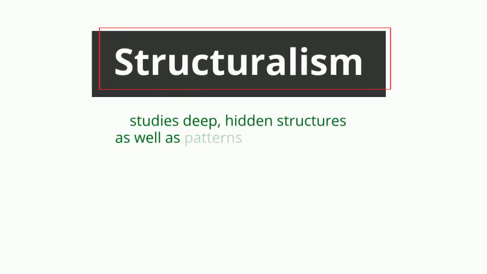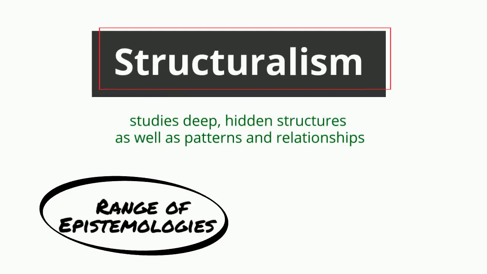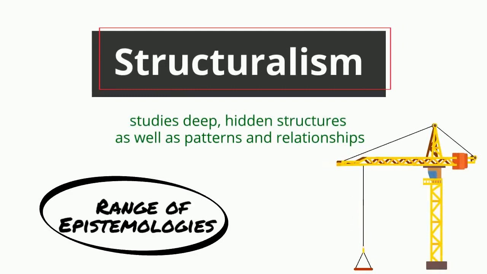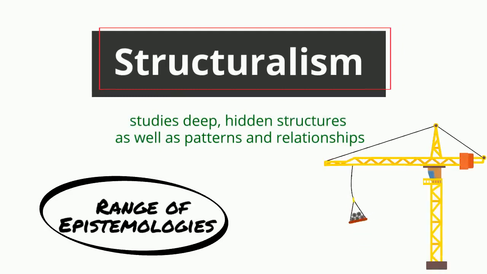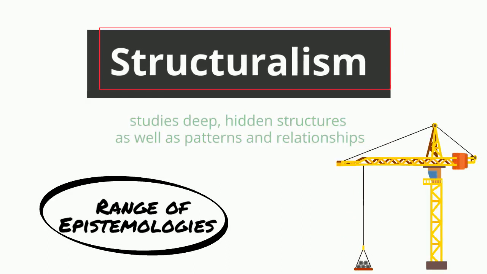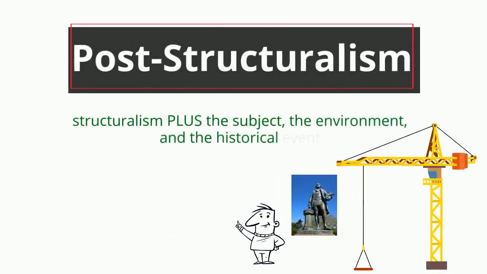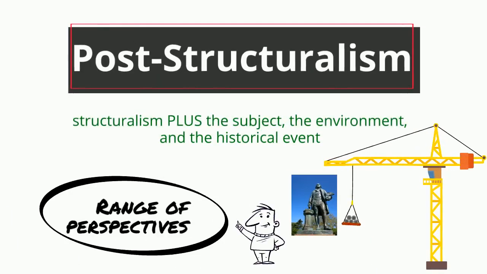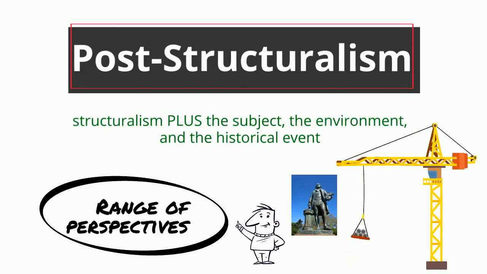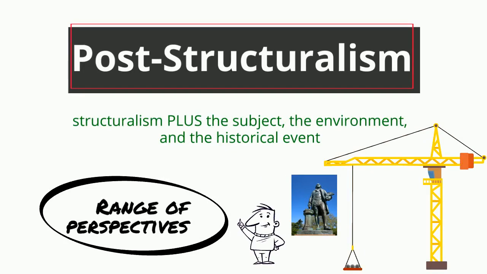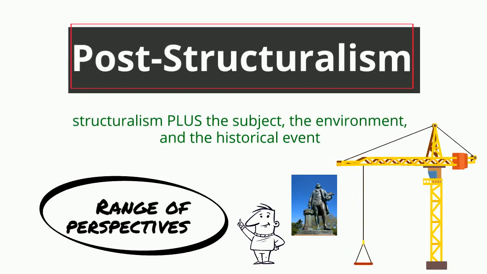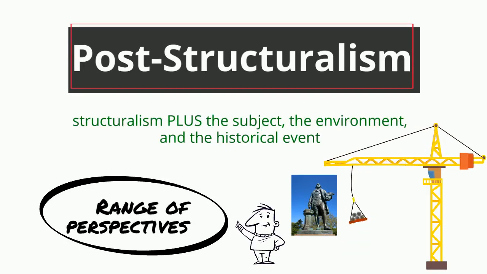Simply put, reality for a structuralist has fixed structures underneath social and personal appearances. Structuralism looks for these deep hidden structures as well as patterns and relationships. While structuralism identifies the hidden structures, post-structuralism deconstructs the underlying structures to analyze the devices used to create them. Post-structuralism takes into account the importance of the subject, the local environment, and the historical context.